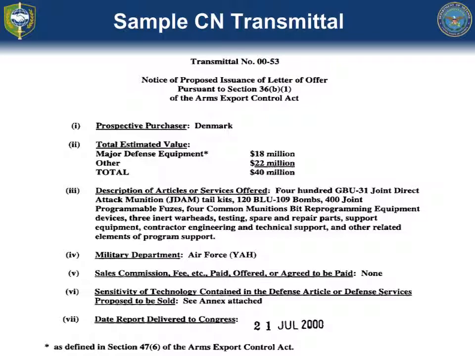You've got the purchaser, you've got the MDE and the total case value listed there, a description of the services and articles being offered. The MDE ones are counted, and it may be possible that there will be other significant items counted and described, other generic terms used for some of the other things. But the description is there, and finally the military department or service. So that is the basic description.